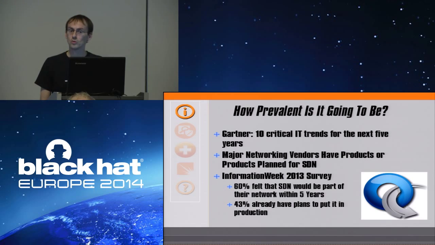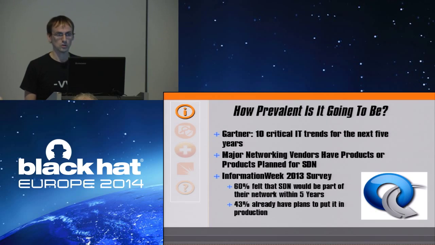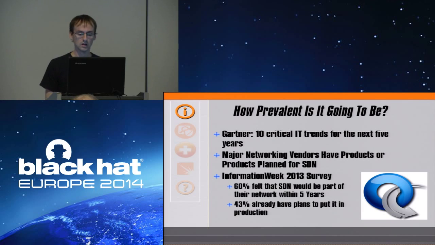How about the people who would actually be asking for these products, right? Companies can be wrong. We find in surveys, 60% felt that SDN would be part of their network within 5 years. 43% already have plans to put it into production. So these are issues that we're all going to have to be worried about. We're all going to have some sort of concern regarding this to make sure that we do not fall prey to these sorts of exploits, right?